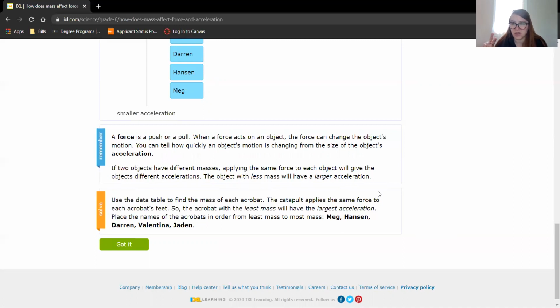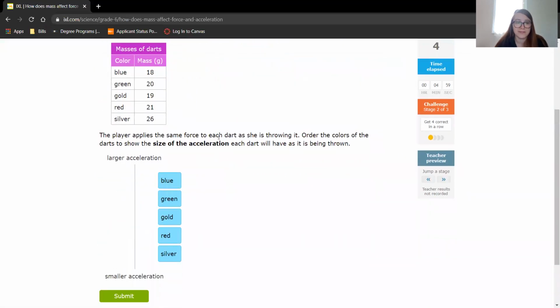I did it vice versa. I was thinking if it had more mass, it'd accelerate faster. Don't ask me why, this is just kind of what I was thinking. So less mass has more acceleration. All right, got it. So less is more.